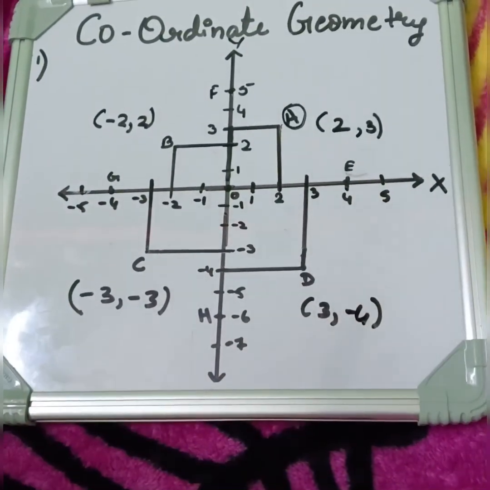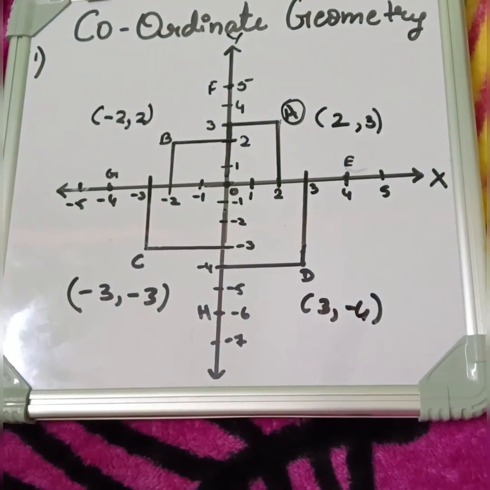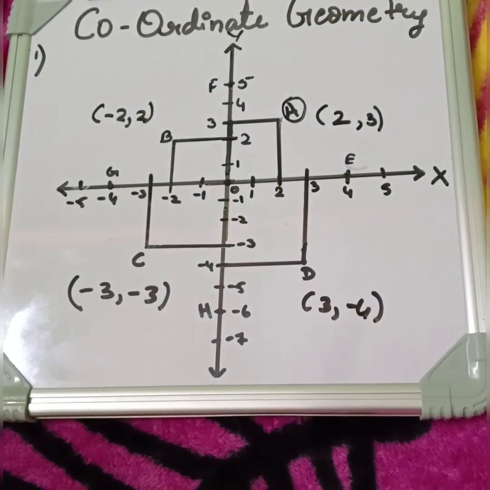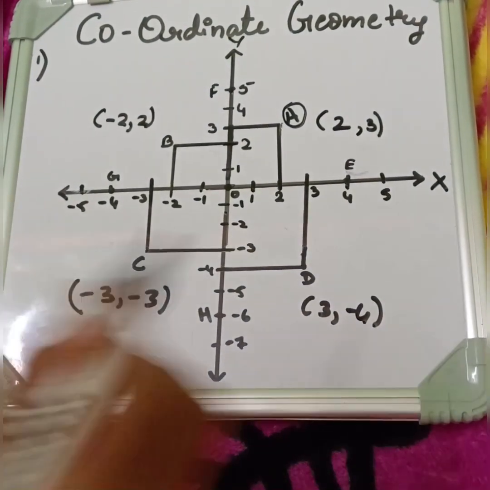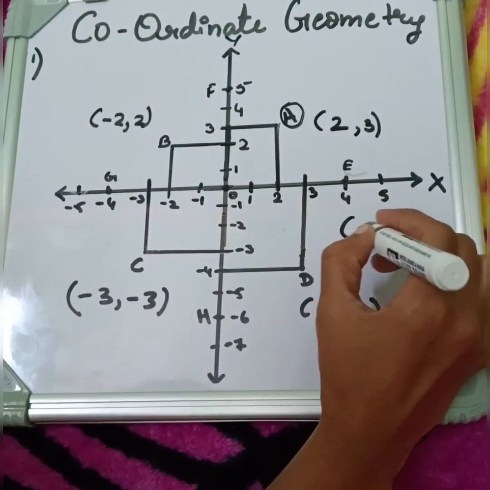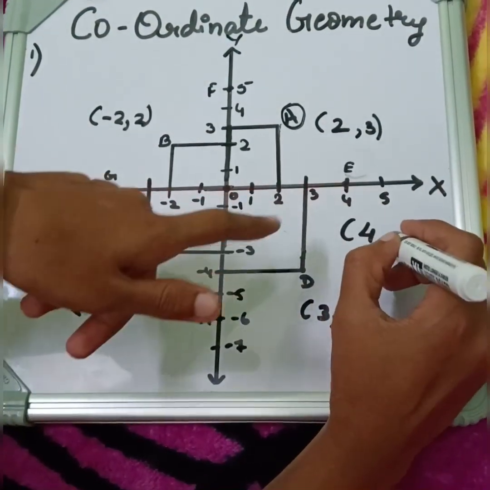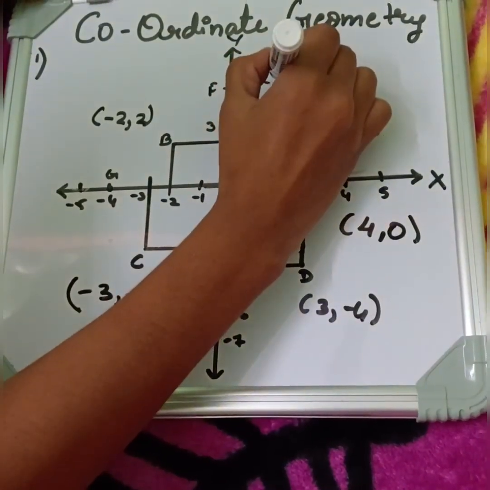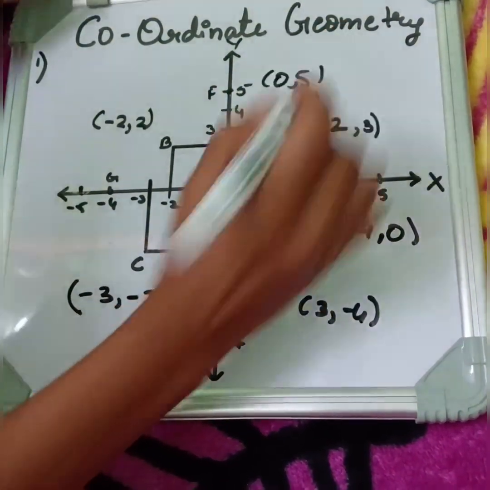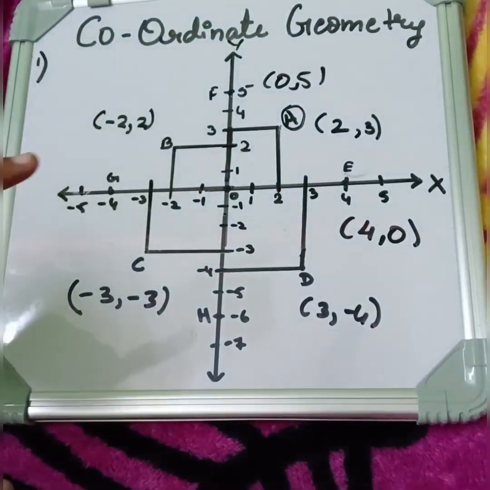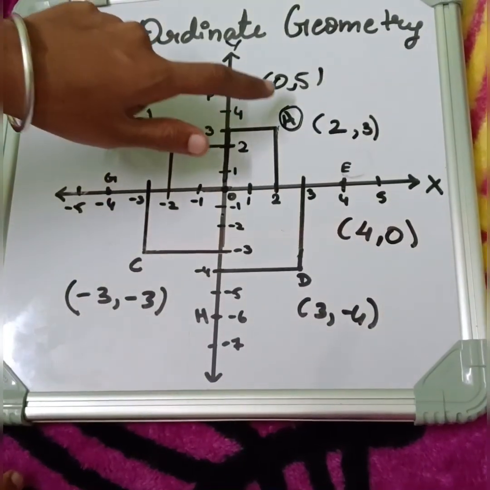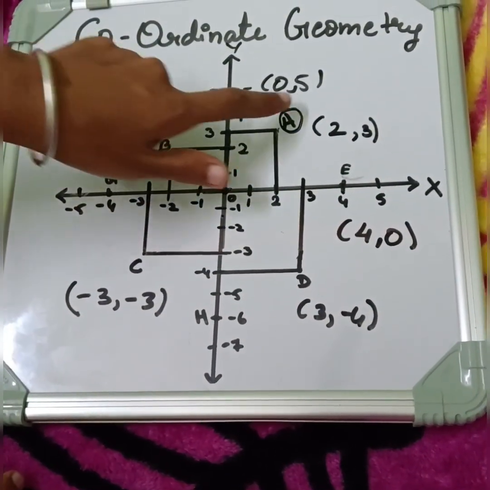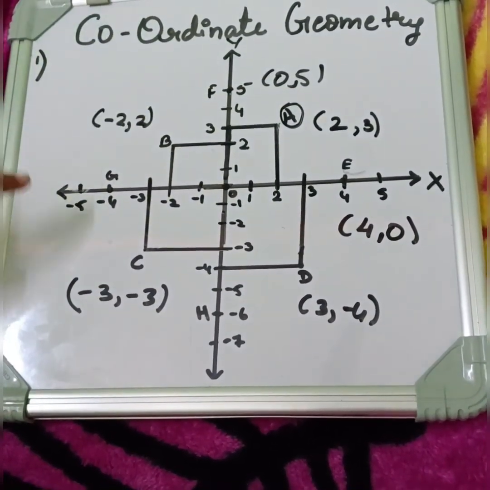Point E. We have already discussed that on the x-axis the value of the y coordinate is 0. So only the x value is mentioned, which means 4 comma 0. Point F. Similarly, 0 comma 5. Why 0 first? Because first we have to write the x value. So the x value is 0 and the y value is 5.